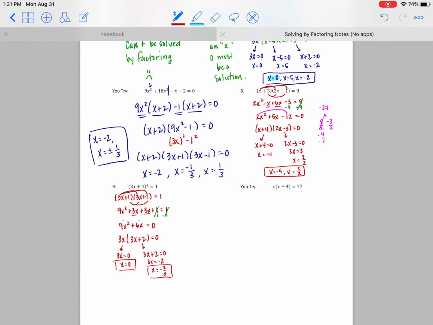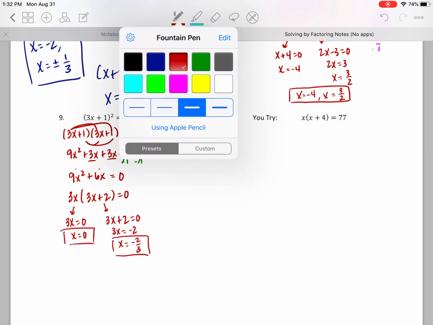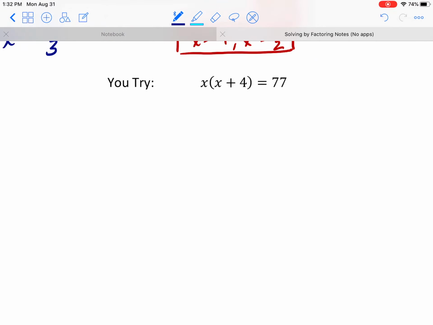Okay? I've got one last problem here. If you want to try it, if you're feeling pretty good about this, give it a shot. If not, here we go. Just like the last two, take it apart. It's going to give us an x squared and a 4x. And then let's subtract over the 77 to get it equal to 0.